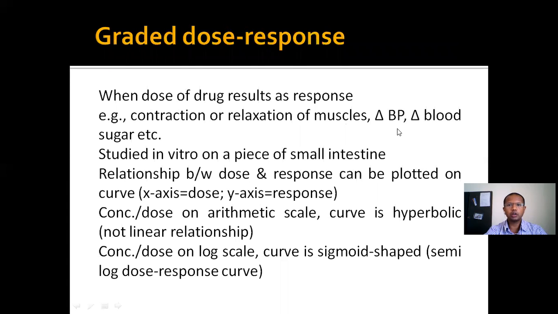Such experiments can also be done with an intact animal or isolated tissue. Here it was isolated tissue. In an intact animal, we can measure the rise in blood pressure or rise in blood sugar. All these things can be done. Here it was studied in vitro on a piece of small intestine. We have the x-axis for dose and the y-axis for response.